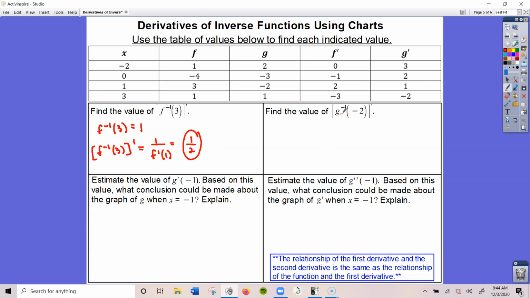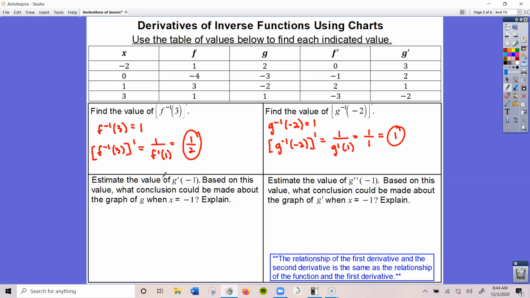Let's try this again with g inverse of negative 2 prime. So first I need g inverse of negative 2. So I'm going to go to my function for g. I go to negative 2, and my x value is 1. So the derivative, g inverse of negative 2 prime, is going to equal 1 over g prime of 1. So I come here, I look for g prime of 1, which is 1. So I get 1 over 1, so just 1.